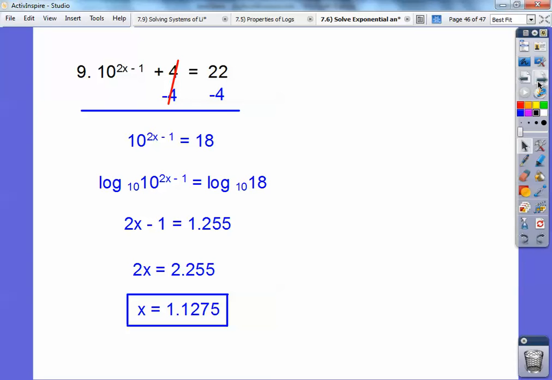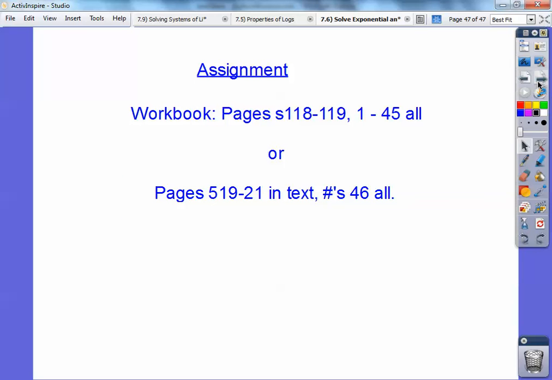Alrighty, so depending on what kind of mood your teacher is in or what class you're in, these are the assignments I would assign. So I flip-flop every year. Sometimes I do workbook, sometimes I do textbook. So right now I'm doing the workbook, but probably next year I'll probably do the textbook. So whatever you guys are doing, that's going to be your assignment.